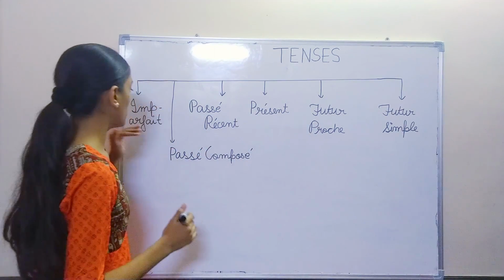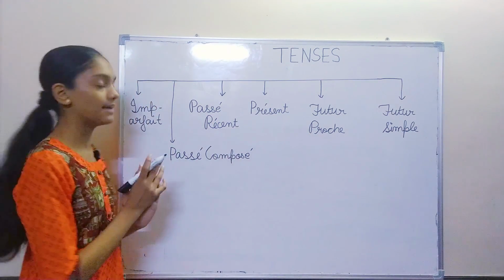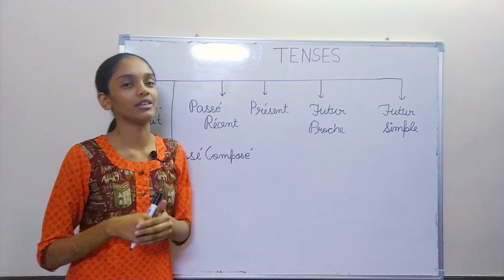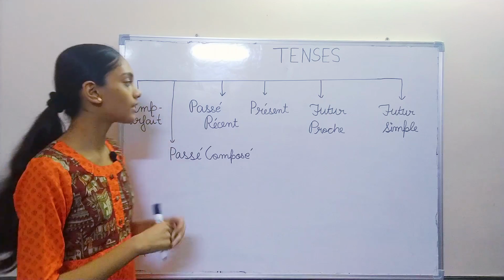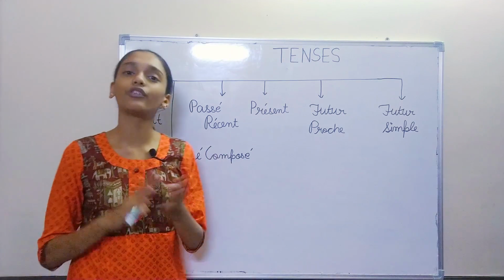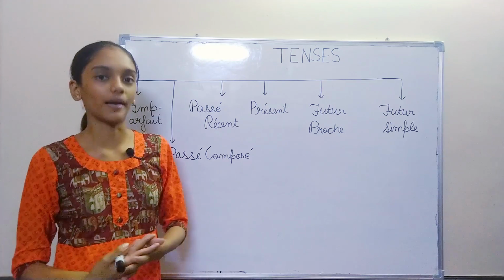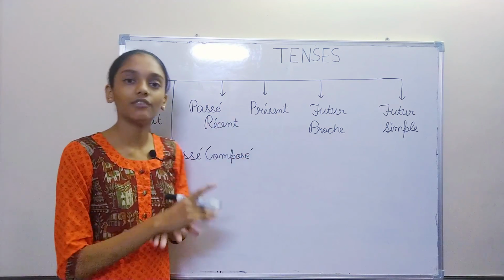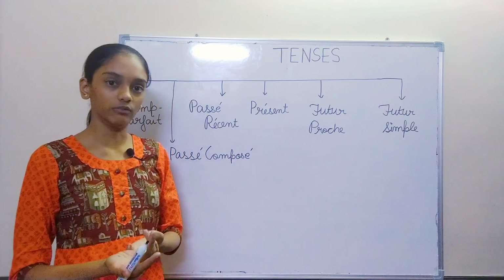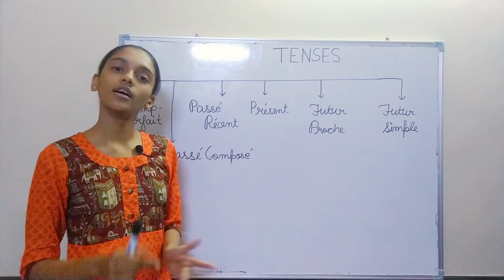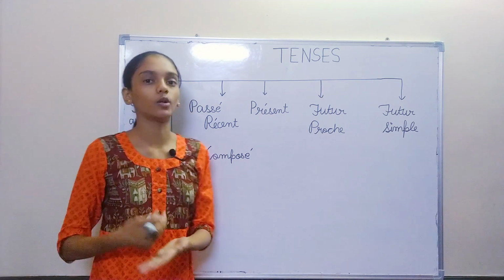And I guess for almost each tense except Imparfait, I have done a video till now. It will be linked down in the description. You can check it out. So for present, in general, we have 3 types of verb. We have ER verbs, IR verbs, and RE verbs. IR and RE verbs are irregular verbs, whereas ER verbs are regular verbs.